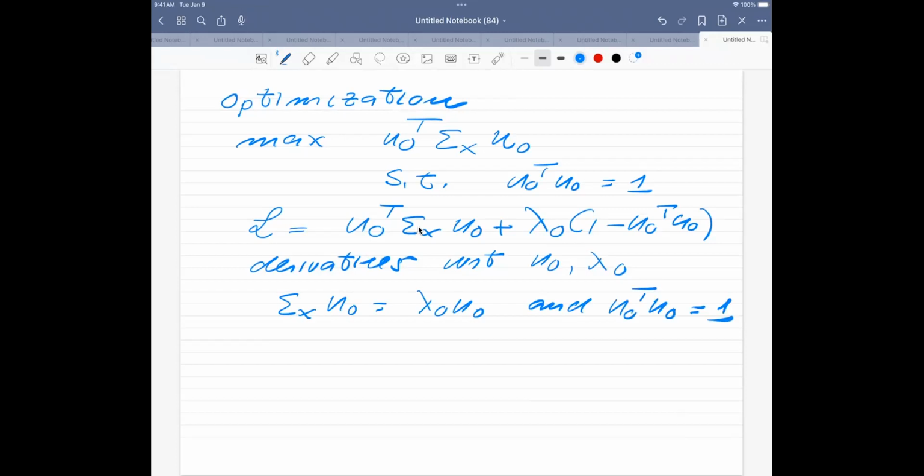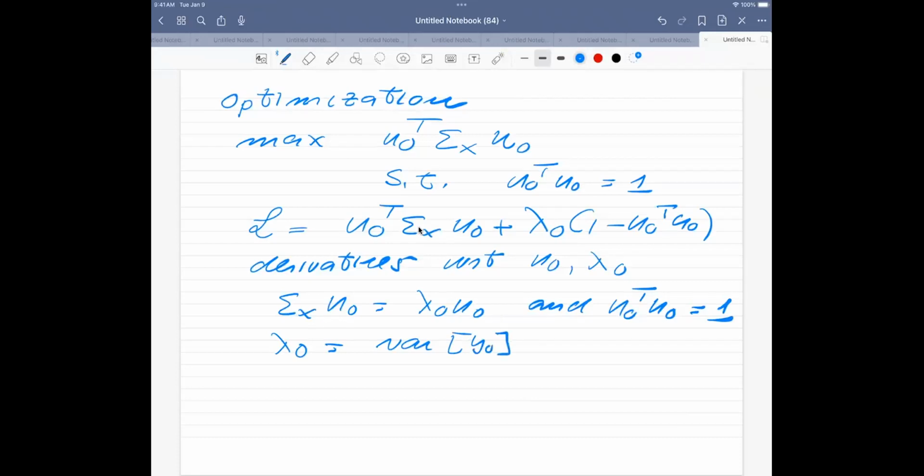And that follows by taking the derivative with respect to lambda 0, and that's pretty obvious, because then you have 1 minus u0 transpose times u0 has to be equal to 1. So what you find then is that these are the eigenvectors and eigenvalues. So this lambda 0 is nothing but the variance of the first term, which we call y0.